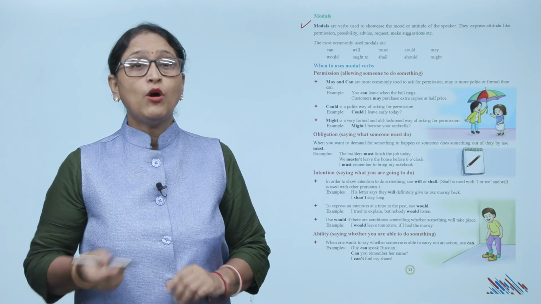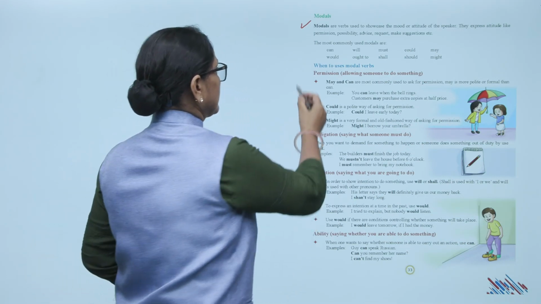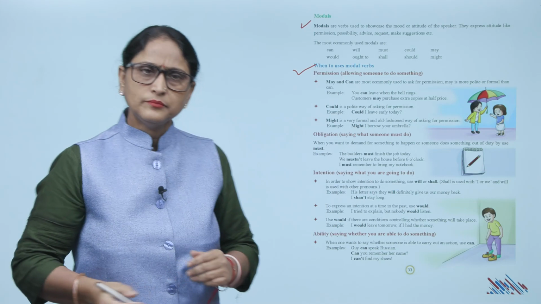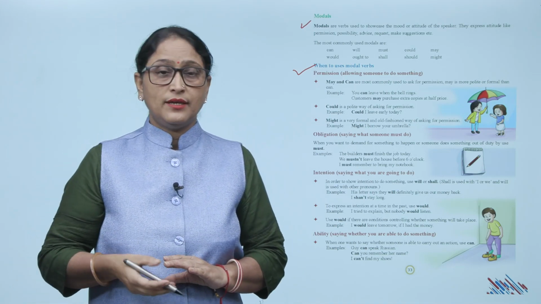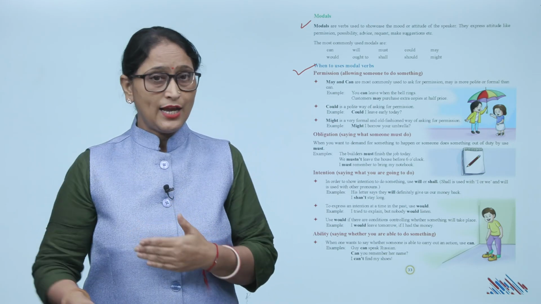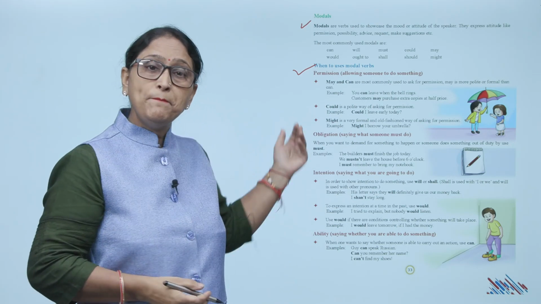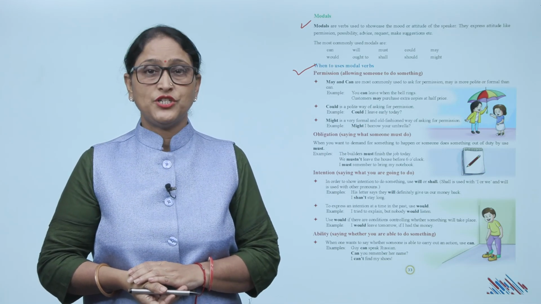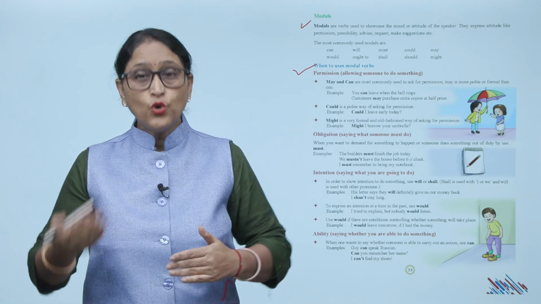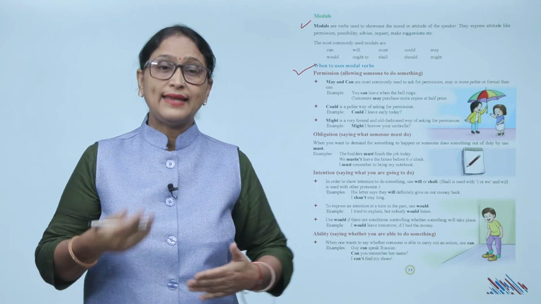When to use modal verbs. Permission. Allowing someone to do something. अगर किसी को हम कुछ करने के लिए allow कर रहे हैं तो कैसे यूज़ करेंगे? May and can are most commonly used to ask for permission. May is more polite or formal than can.